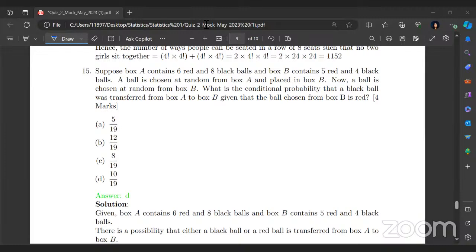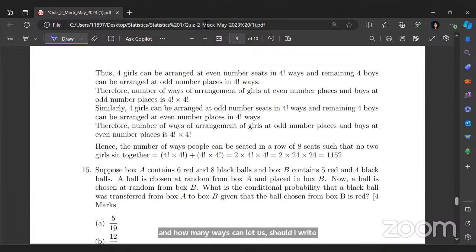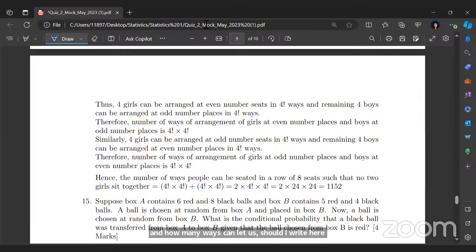Okay, so how did you solve this? In how many ways can letters, should I write here? I think 480 ways. Right, 240, ma'am. The answer is 240. So you have the word ADAMANT, right? You want to arrange this.